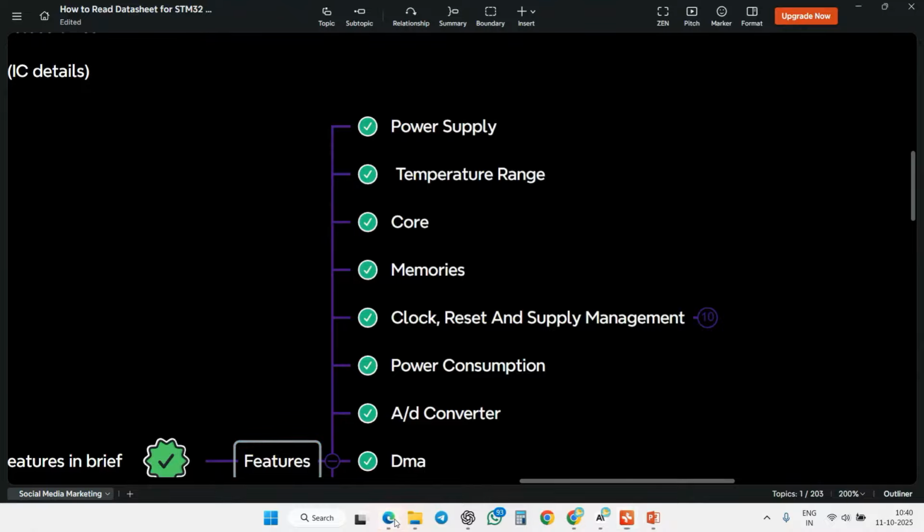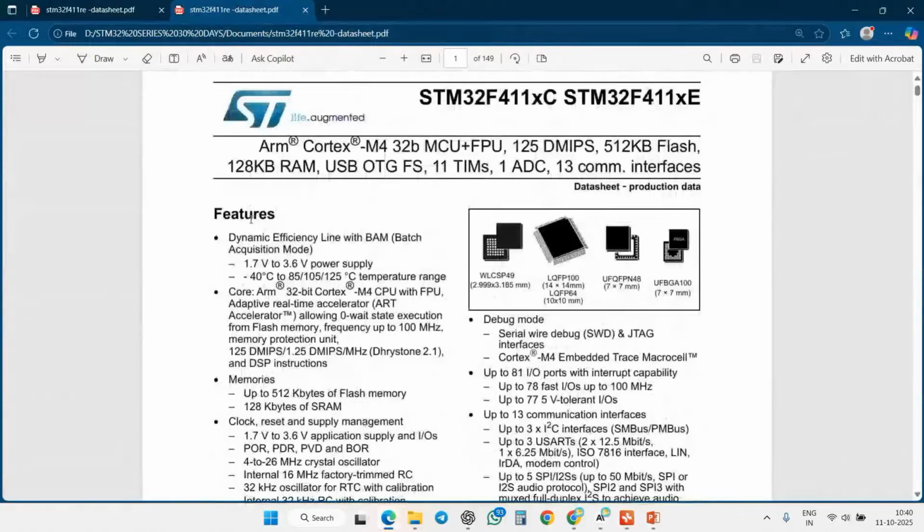Okay, so if you just see this, when I open up the data sheet, the first parameter is telling about the operating voltage, what is the power supply for your specific one. So this operating voltage, which is 1.7 to 3.6 volt power supply, is specifically for your core processor.